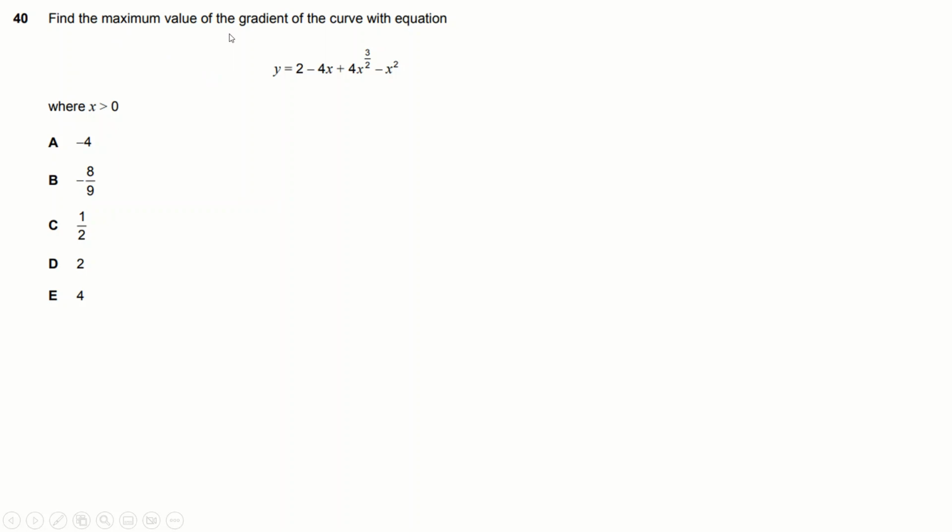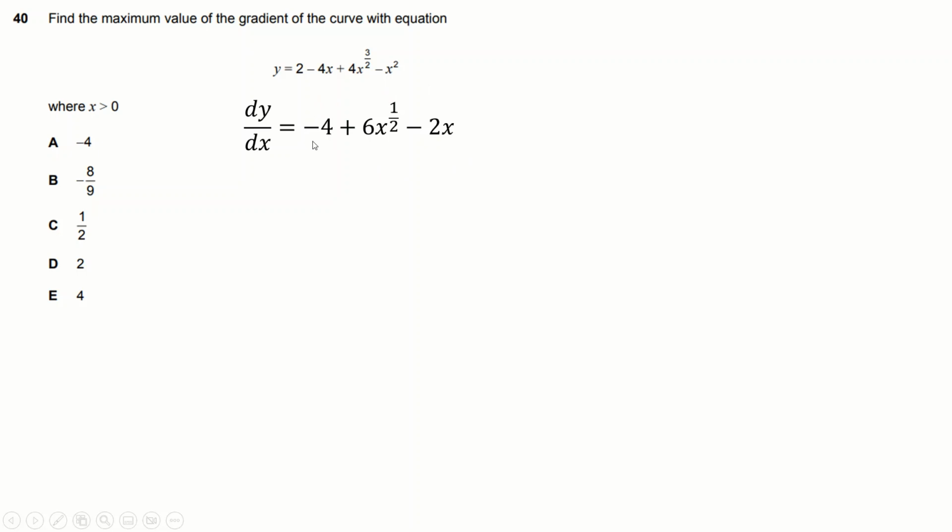Anyway, find the maximum value of this curve here. So gradients, differentiate, right? So we differentiate to make this, which is fine. Maximum value, so we're looking for the maximum value of the gradient. This is the gradient. I need the maximum value of this.